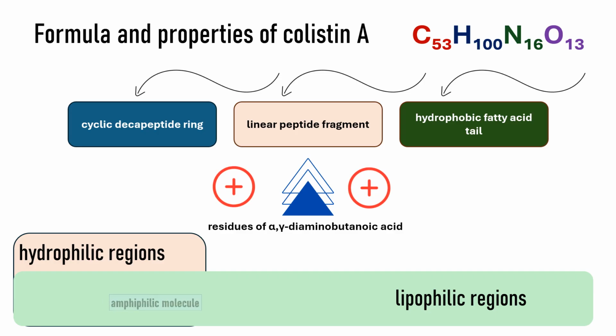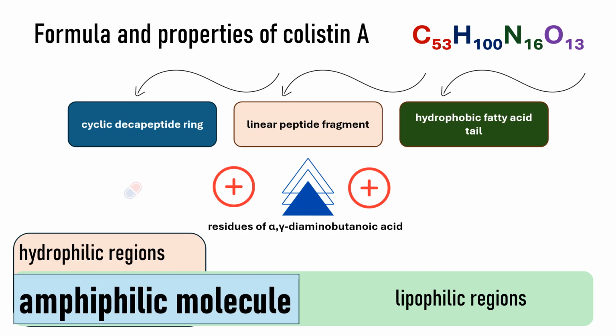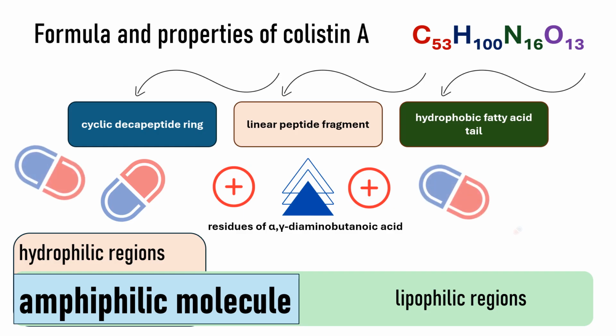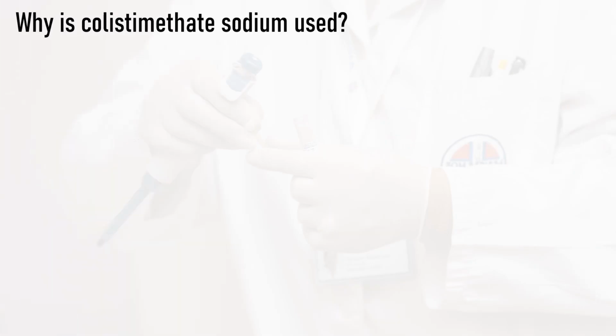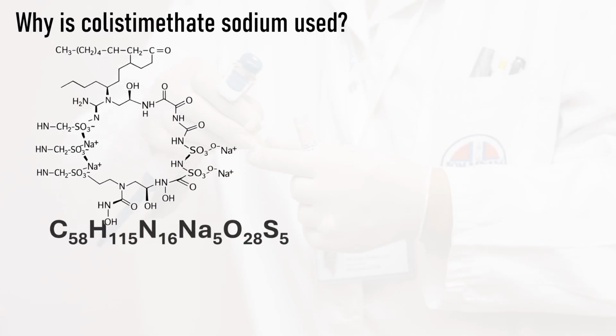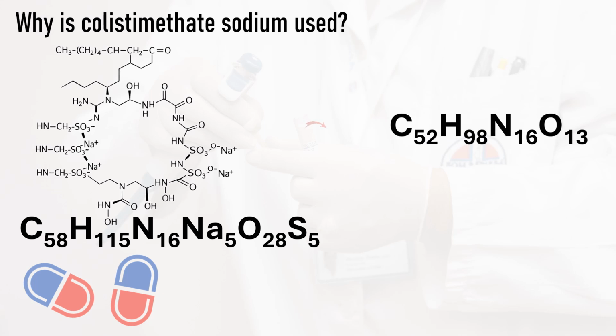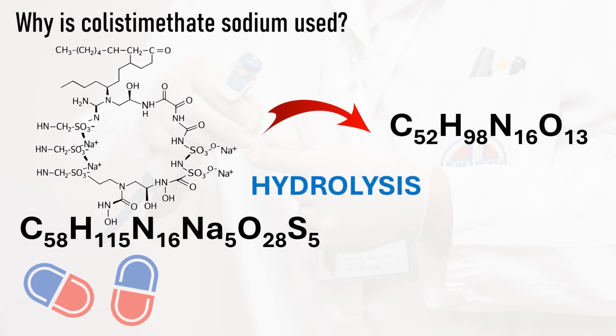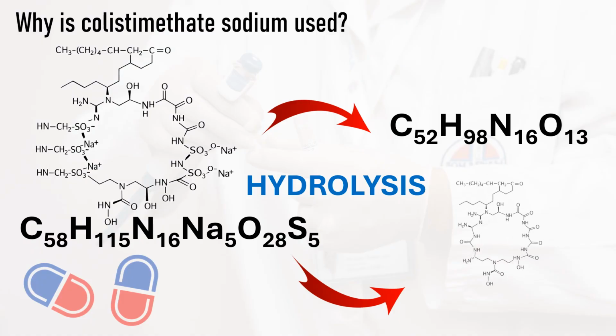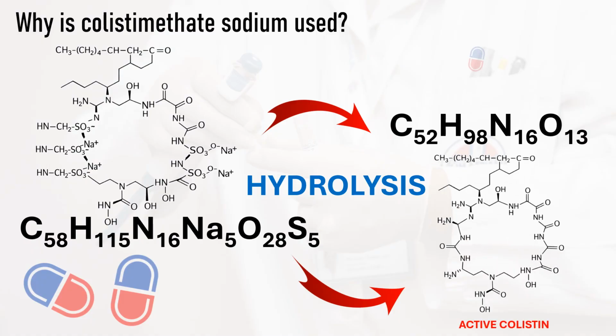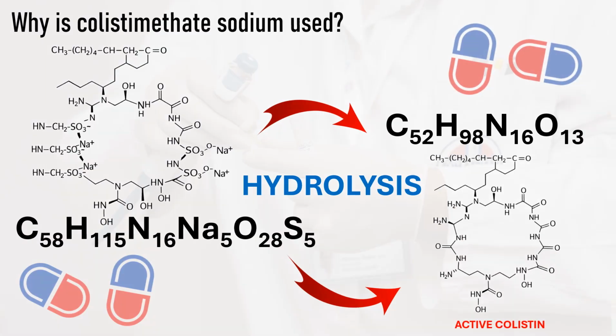This structure makes the molecule amphiphilic, meaning it contains both hydrophilic and lipophilic regions. Amphiphilicity plays a key role in the antibiotic's ability to interact with bacterial membranes. Why is colistin sodium used? In medical practice, colistin sodium, a prodrug form of the antibiotic, is more commonly used. After administration, it hydrolyzes and converts into active colistin.